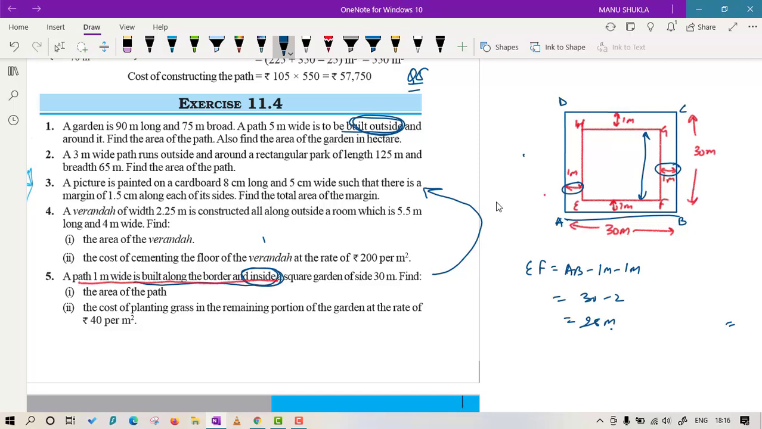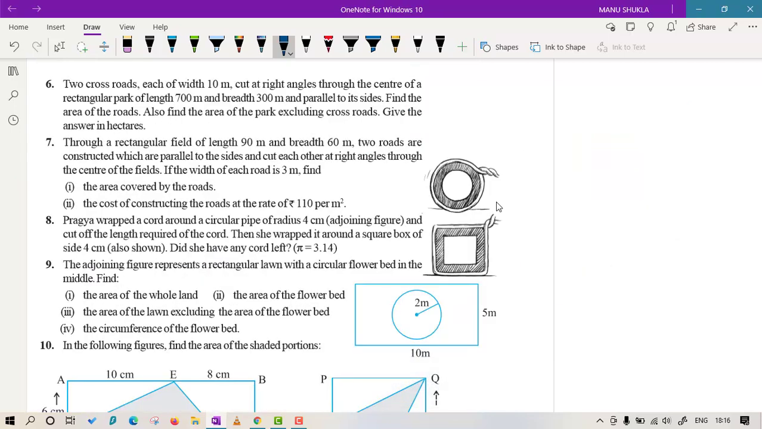Okay, let's move to the next question now. Question number 6. Sometimes we can have this kind of question also, and this is a little different from the above questions and a little bit lengthy also. It is a question of crossroads. Now there is no path outside or inside. It is a crossroad. You have seen in many parks these kinds of paths like a plus shape. So this kind of question we have to do also.